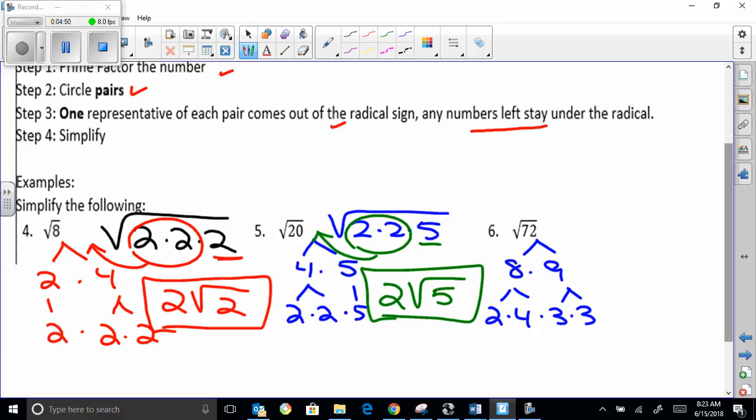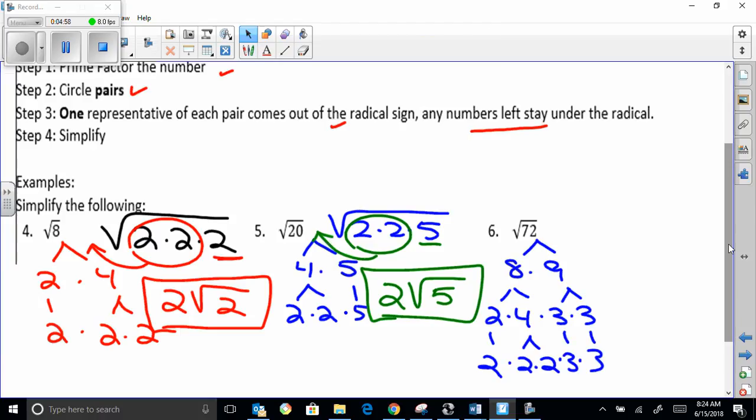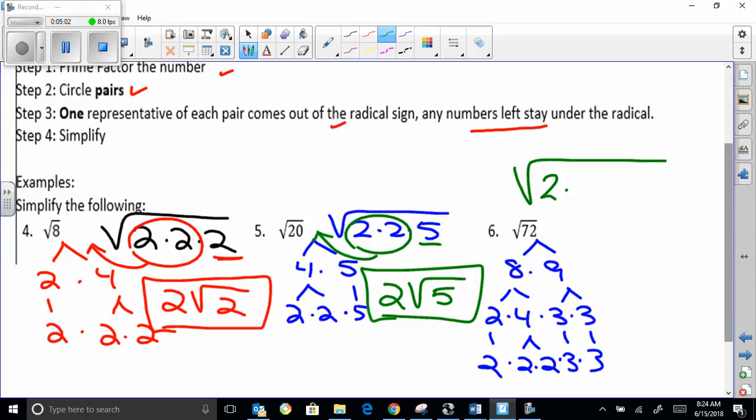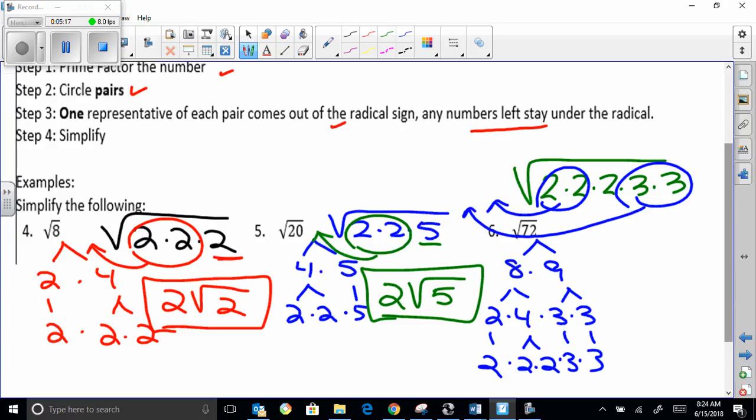Remember to keep working your prime factorization tree until all of your numbers are prime. So inside of my radicand, I actually have 2 times 2 times 2 times 3 times 3. And it says to circle your pairs. I have a pair of 2s, I have a pair of 3s. The 2 is going to come out and the 3 is going to come out.